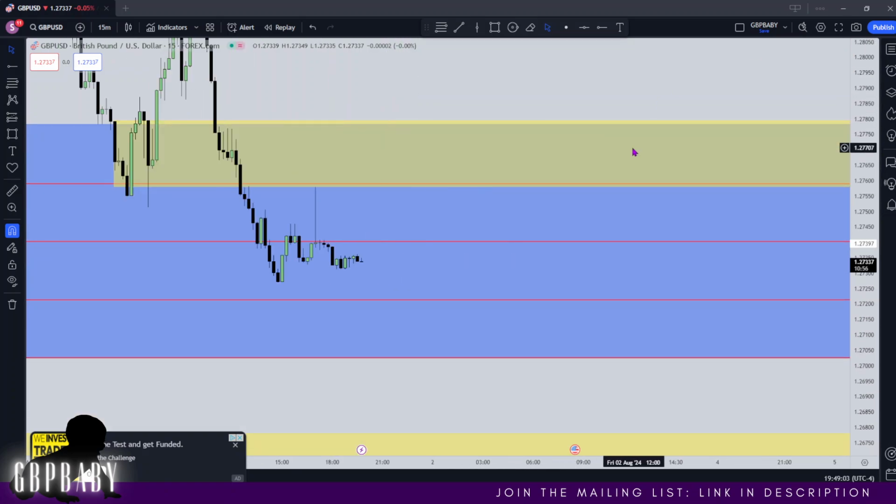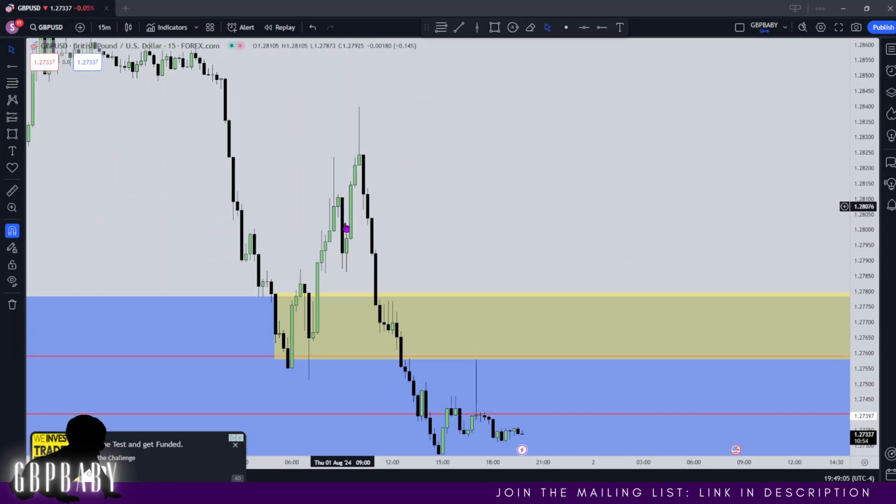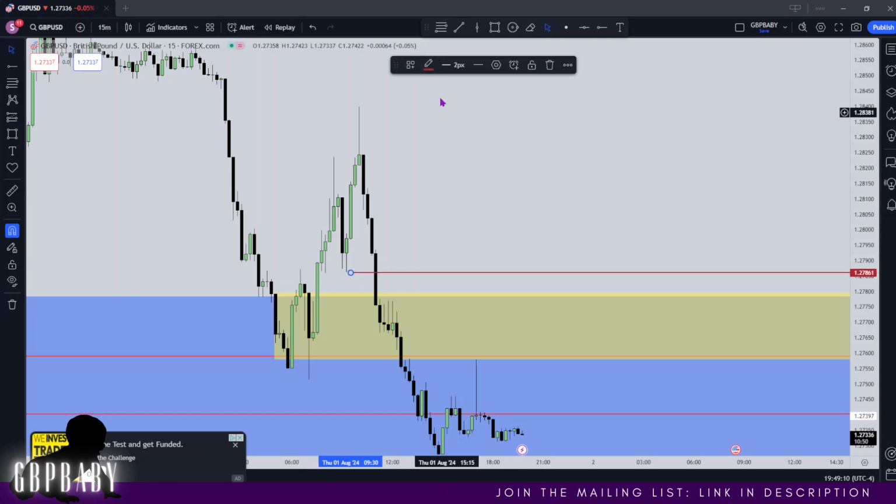Again, it's clear consolidation. Nothing too crazy. We do have a breaker here. High, low, higher, high. So the low of this is a breaker, meaning that price could very well return to that. So I'll be watching.